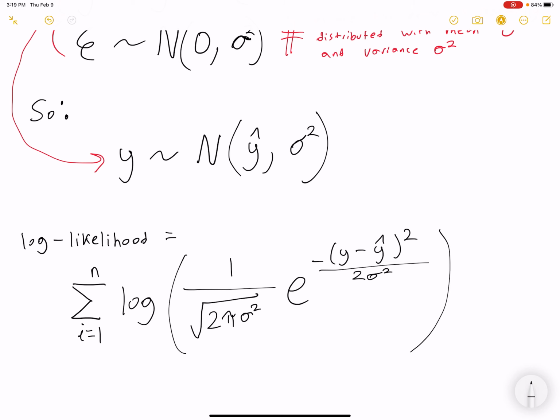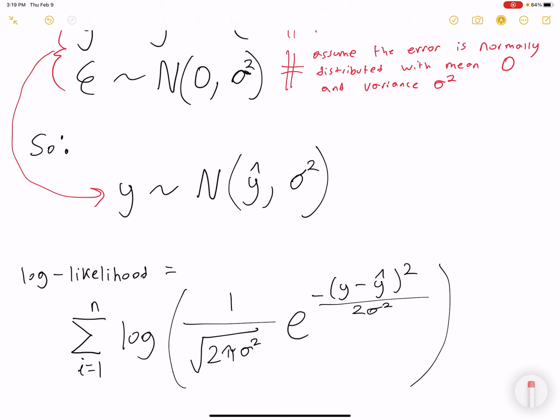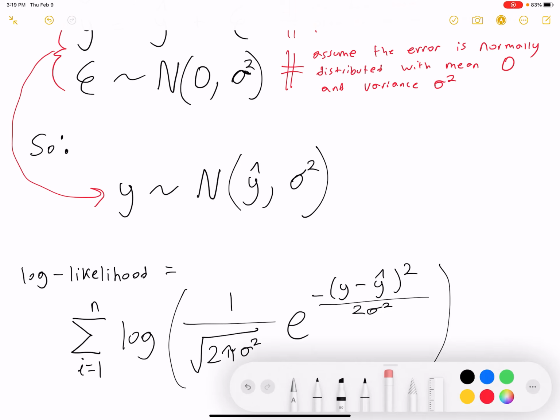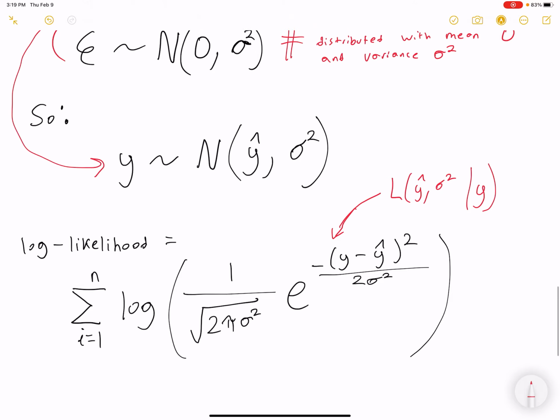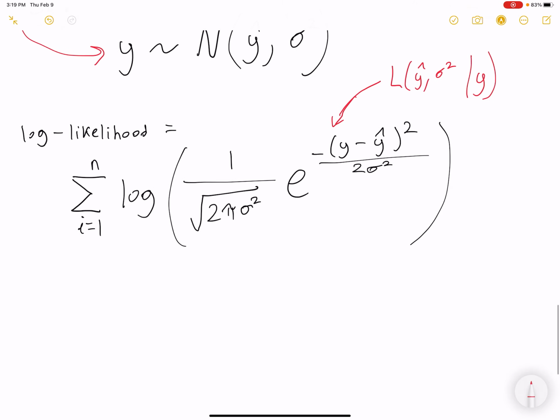We're basically modeling, let me write it in red, the likelihood of our parameters, which would be y hat and sigma squared, given our data, in this case y. So like that. We're just plugging that in.